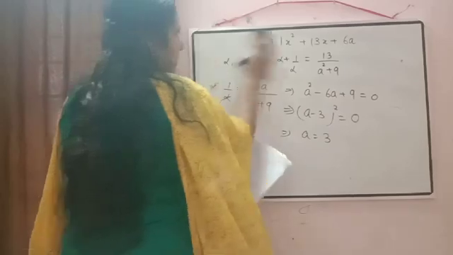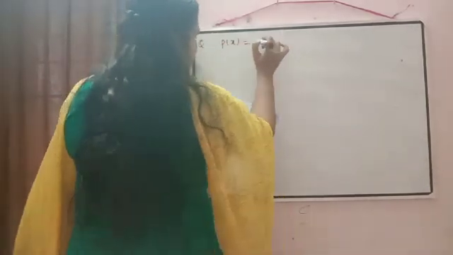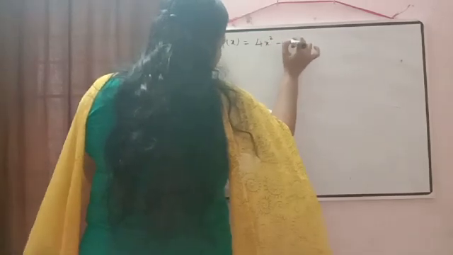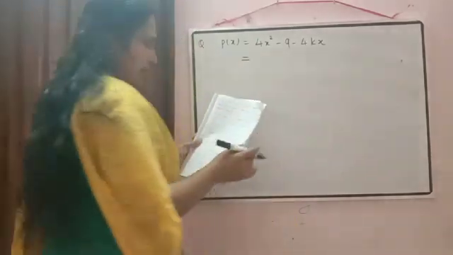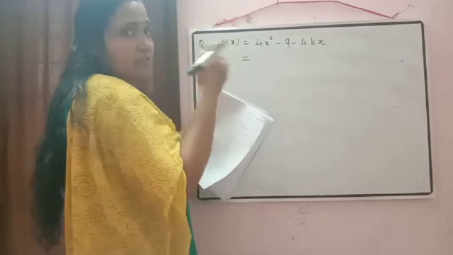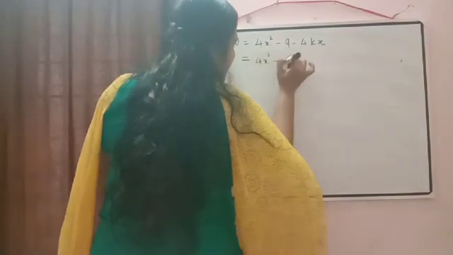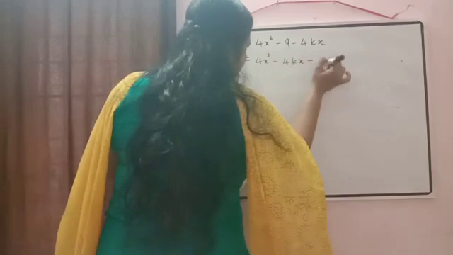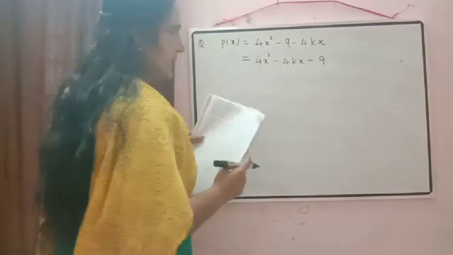if one zero of the polynomial, the name is not given, so we can give some naming there. Suppose the polynomial is p of x is equal to 4x square minus 9 minus 4kx. Whenever you get a polynomial, rearrange it. The term of x that is written last should come before the constant term. So we can rewrite this as 4x square minus 4kx minus 9.